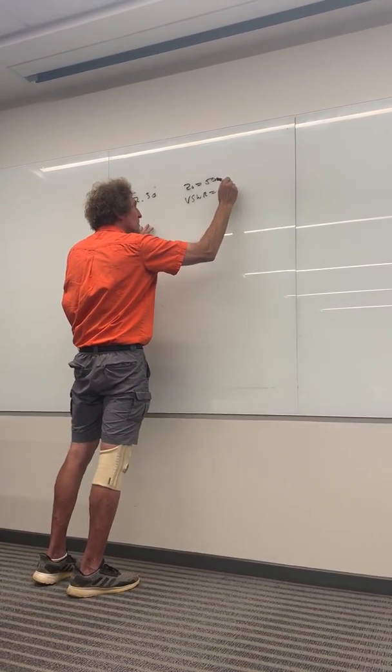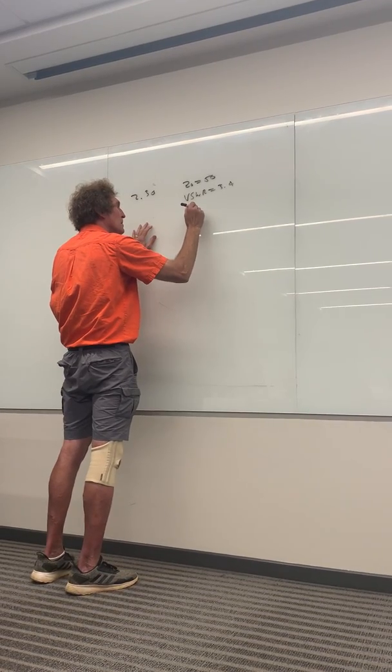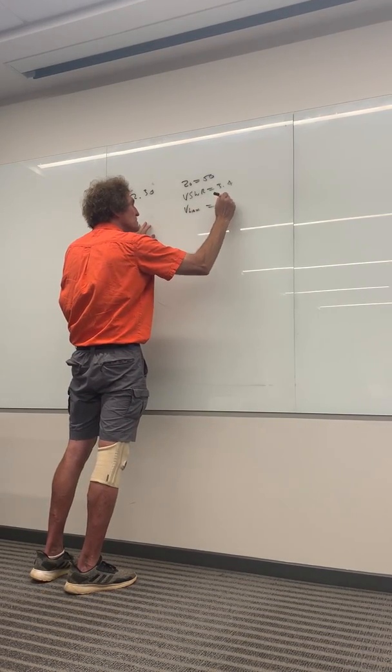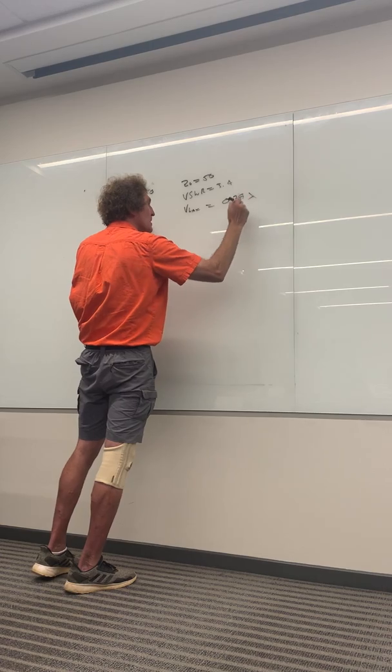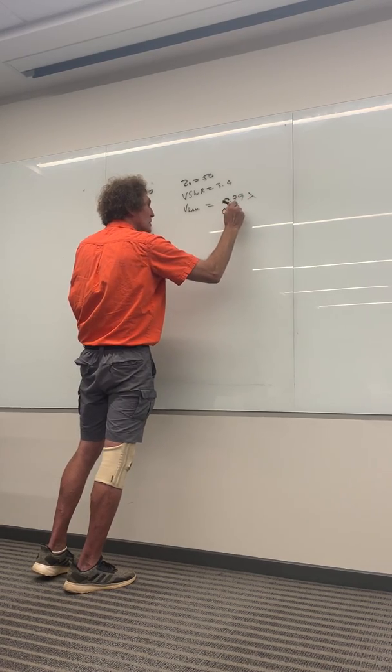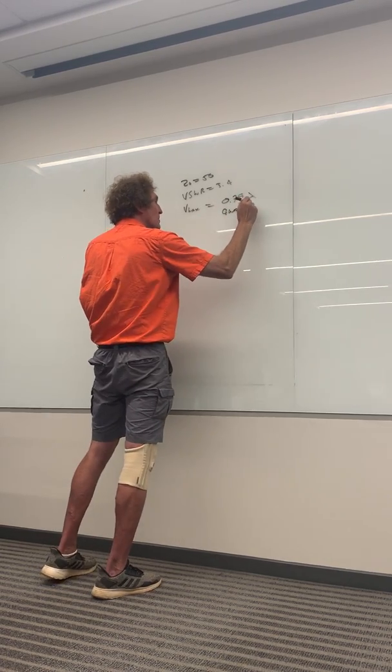A voltage maximum is located at 0.079 lambda away from the load. 0.79 lambda away. And then it says determine the load. Right.